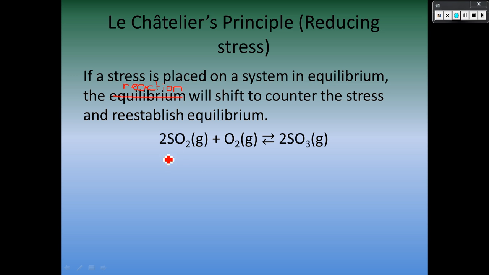So let's go back to this reaction that we had. 2SO2 plus O2 reacts to form 2SO3. Now, let's say we add something. Let's say we add some SO2. Okay, so we're going to say plus SO2. What do you think is going to happen if we add SO2? And here let's put in, this goes left, this is right. Is the reaction going to shift to the right, or is it going to shift to the left?